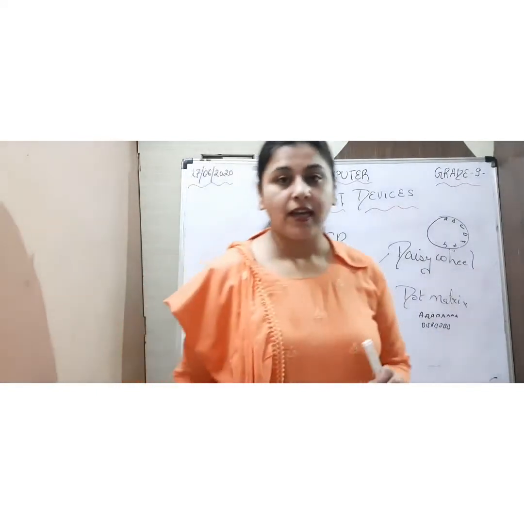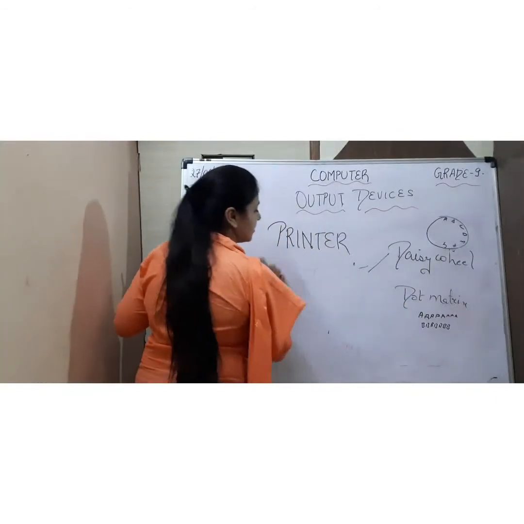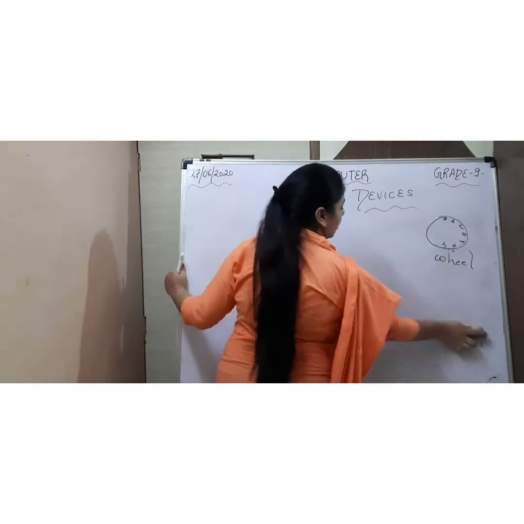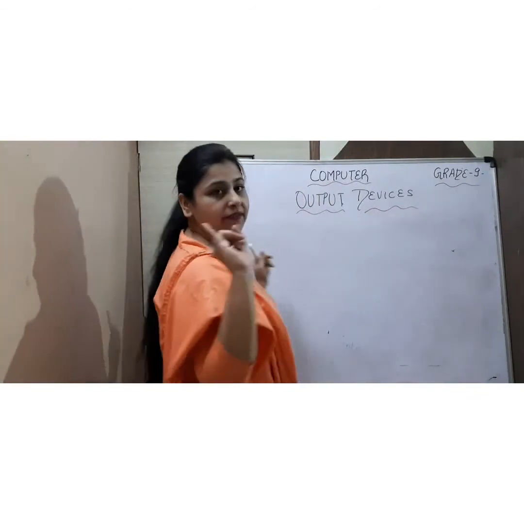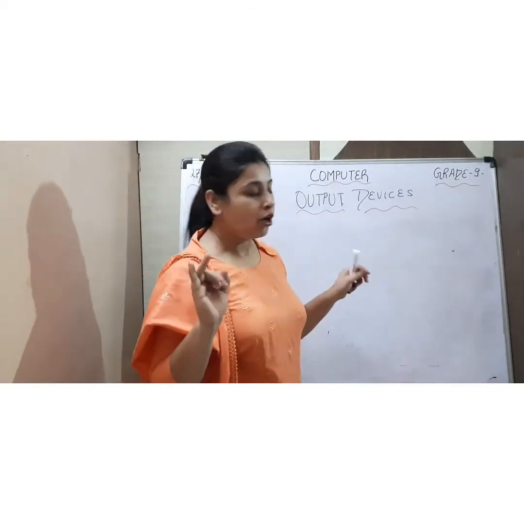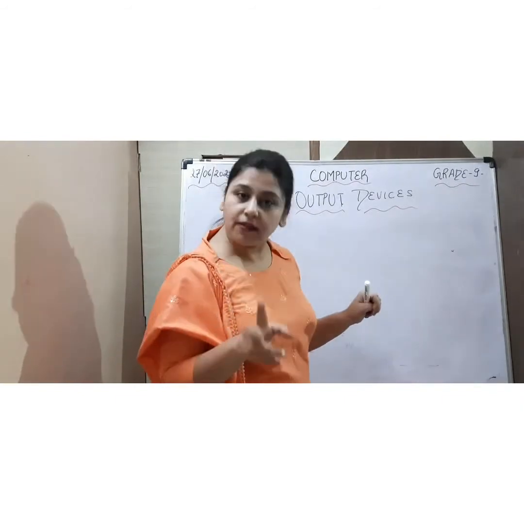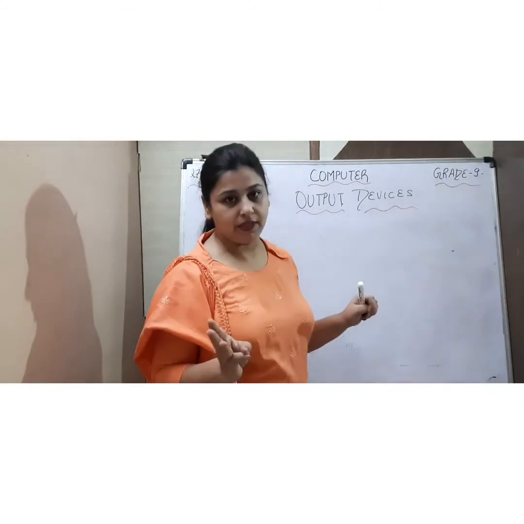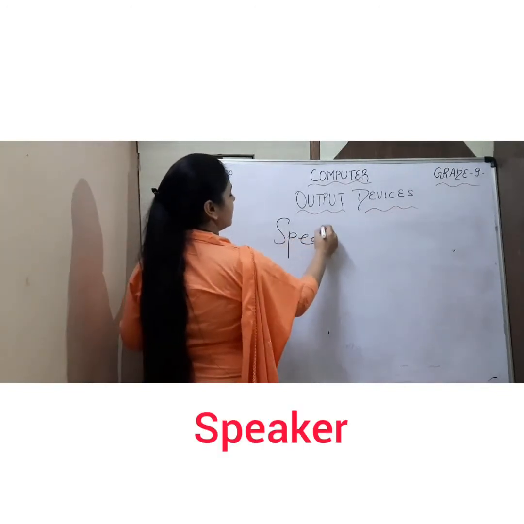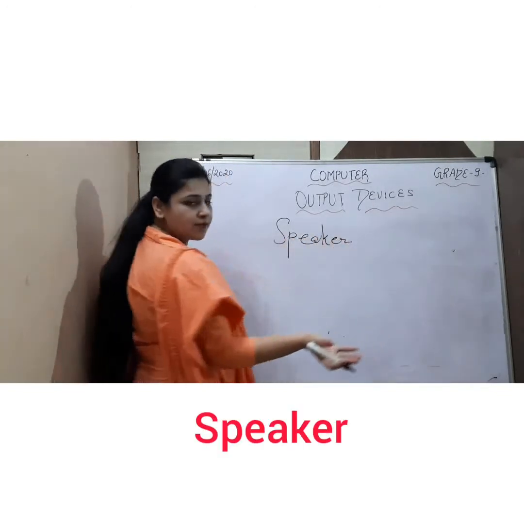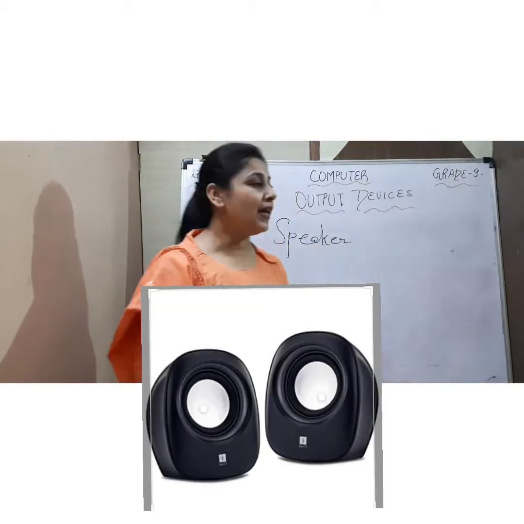Okay, fine. Now the next output device, that is for printers: impact, non-impact and 3D printers. Impact were the daisy wheel printer and dot matrix printer. Non-impact printers were your inkjet printers, thermal printers and laser printers. Now we are going to study the next output device, that is a speaker. Speaker, you have seen, is an output device which is used to play sound.